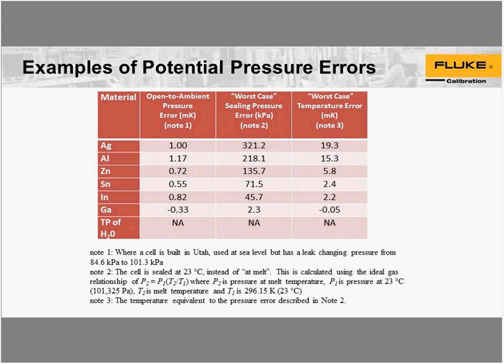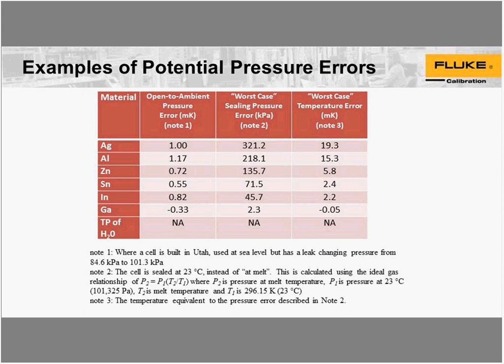So these are small numbers. The largest change is at aluminum, where there would be about a 1.2 mK change due to the change in pressure. So these types of changes or errors could be very difficult to perceive with an SPRT, for example. But if your cell is open to atmosphere, there are things that will probably cause larger errors. And then we call it worst case ceiling pressure.